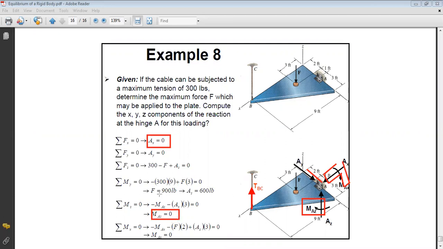And now, once you find F and AZ, you can replace them in the equation of the sum of moments about X equals 0, so you can get the value of MAX. In this way, we have solved all of our 6 unknowns by writing the 6 equilibrium equations. And we are done with the chapter on equilibrium of a rigid body.